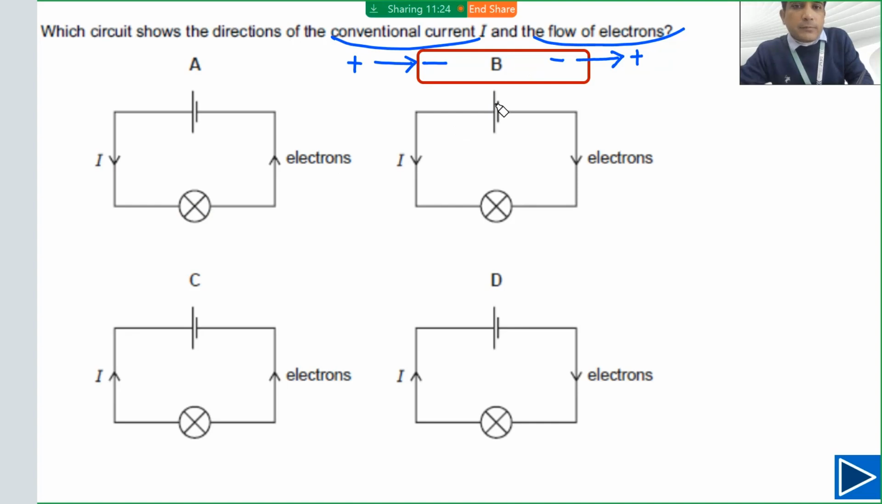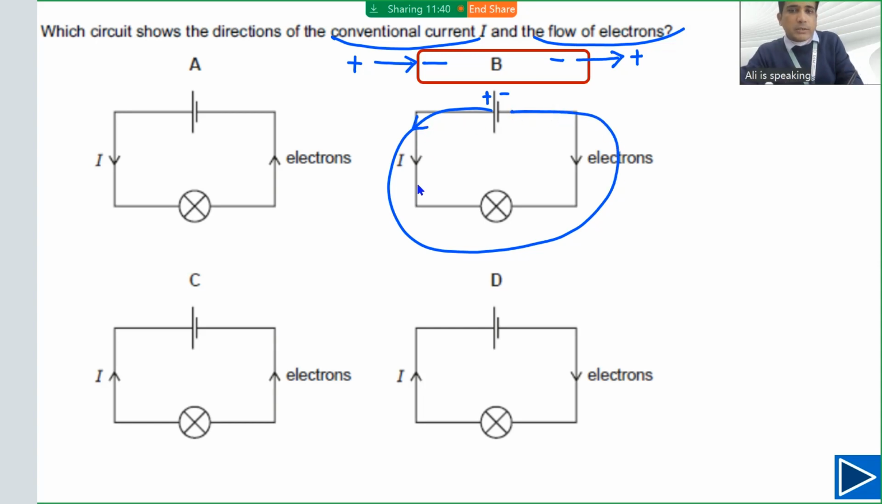For this question, first thing you need to understand, conventional current will flow from the positive terminal of the cell to the negative terminal. So it will flow in this circuit like this. So this is the direction of conventional current. So simply we can write down this is conventional current.